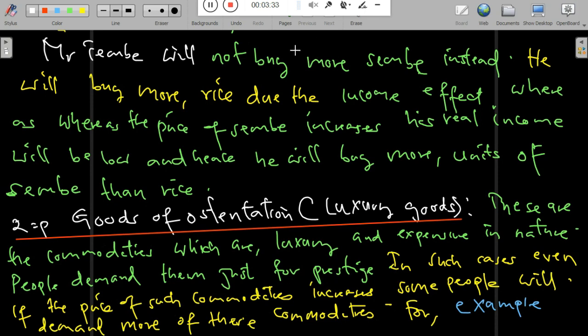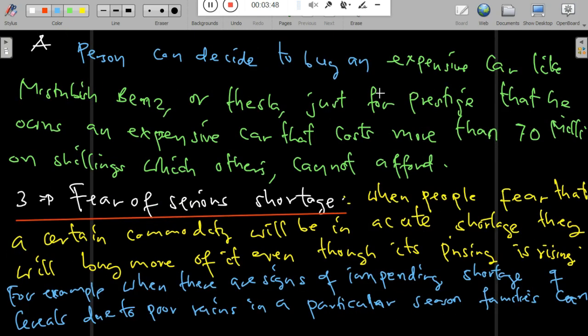But also there are goods of extension or luxury goods. These are commodities which are luxurious and expensive in nature. We expect that some people demand them even at a higher price because of prestige. In such a case, even if the price of such commodities increases, some people demand more of them. For example, a person can decide to buy an expensive car like a Mercedes Benz or Tesla, which others cannot afford.